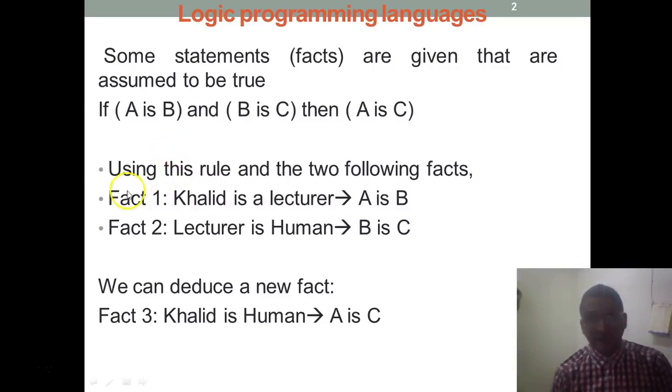Similarly, let's say two facts are given to us. Fact 1 says Khalid is a lecturer, and we can refer to this as A is B. The second fact given is lecturer is human, so we can write B is C. So if A is B and B is C, we can easily induce that A is C, that means Khalid is a human. This is a small example just to understand how to induce new facts out of the given facts.